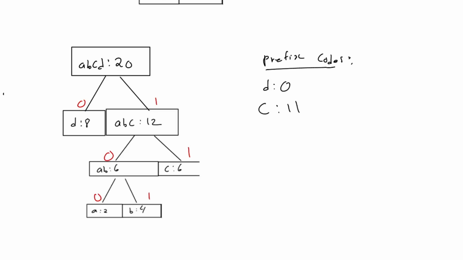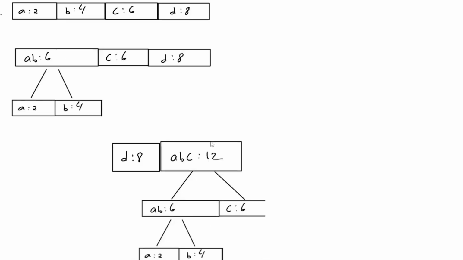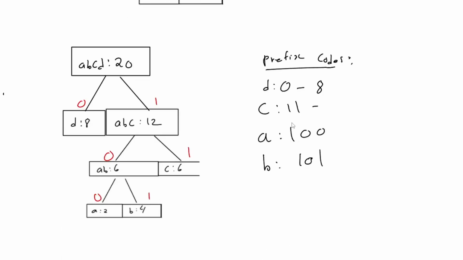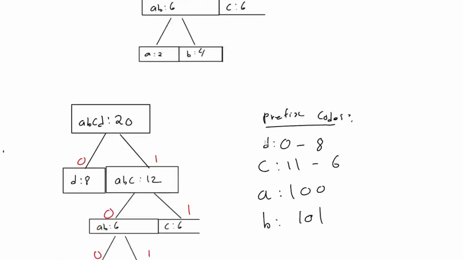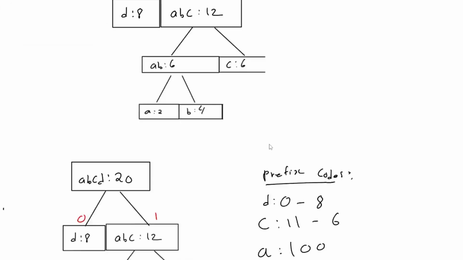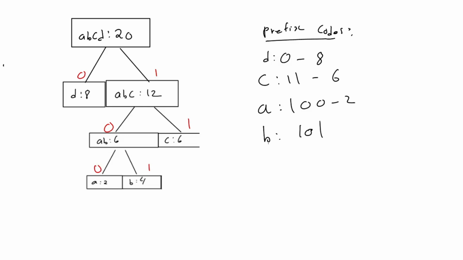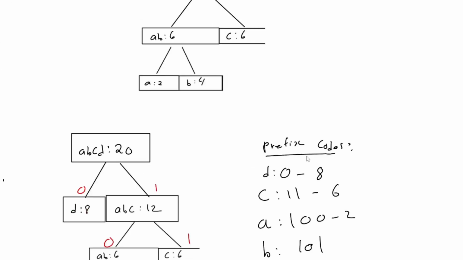Now A is going to be 100, and B is going to be 101. Let's see if this makes sense. D appears how many times? 8 times. What frequency does C have? C has a frequency of 6. A has a frequency of 2, and B has a frequency of 4.